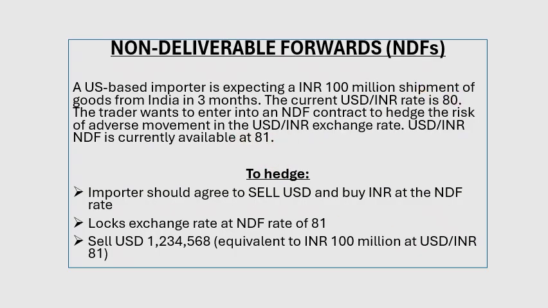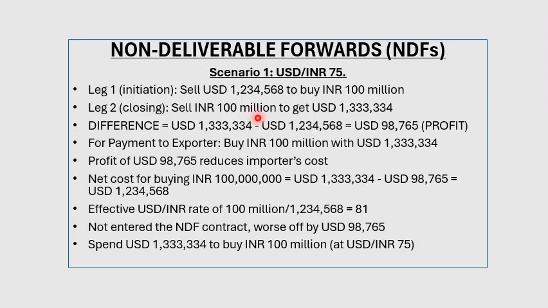Let us see how the sale of NDF would benefit the importer in different conditions. Suppose the fixing rate or the spot rate on the fixing date is USD INR 75. The two legs of the NDF are as follows. Leg 1, initiation: sell USD 1,234,568 to buy INR 100 million. Leg 2, closing: sell the INR 100 million to get USD 1,333,334. The net profit for the trader, or the importer in this case, will be USD 1,333,334 minus USD 1,234,568, which is equal to USD 98,765. This is the importer's profit in the NDF.